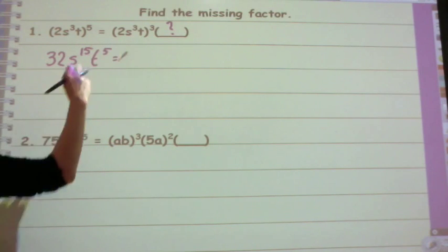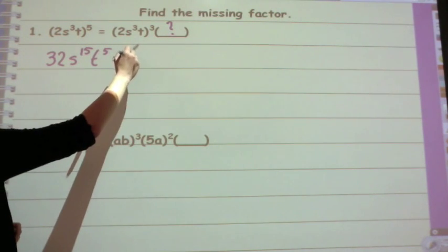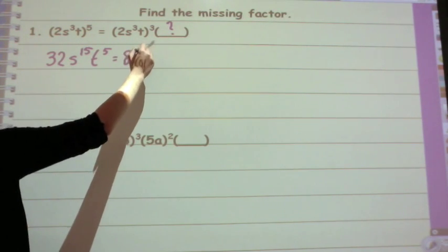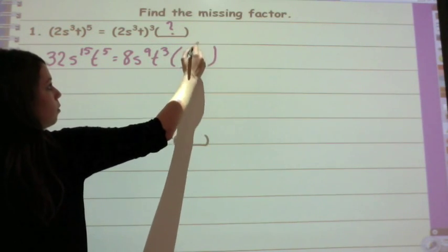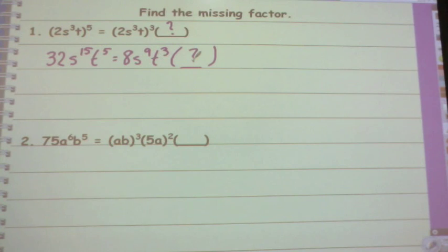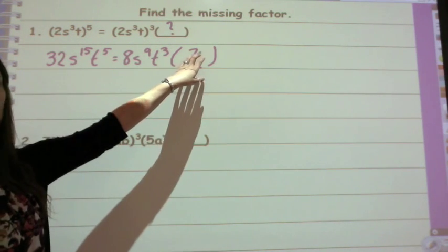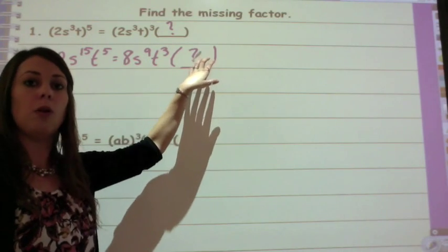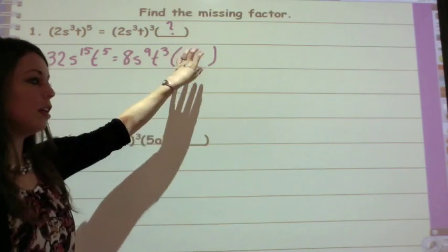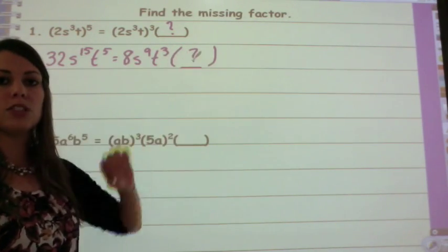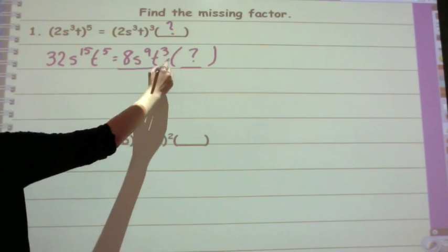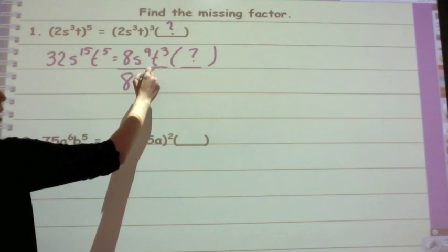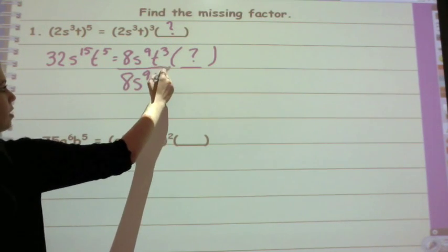We're going to multiply the exponents, so we get s to the 15th, and then t to the 5th. Equals, same thing over here, we want to simplify. 8s to the 9th t to the 3rd, times, we're finding that missing factor. So just think of this missing factor as a big X or a big unknown. We don't know what this is. Right now, these two terms are being multiplied by each other, so the opposite of multiplication is division. So I'm going to divide both sides by 8s to the 9th t to the 3rd.